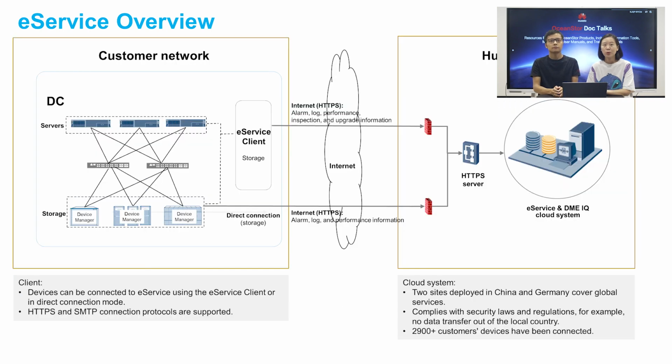This slide describes the architecture of eService. eService consists of two parts. One is the eService client, which is deployed in the customer's network. It is used to connect devices to the eService cloud system and report O&M data, such as alarms and logs.